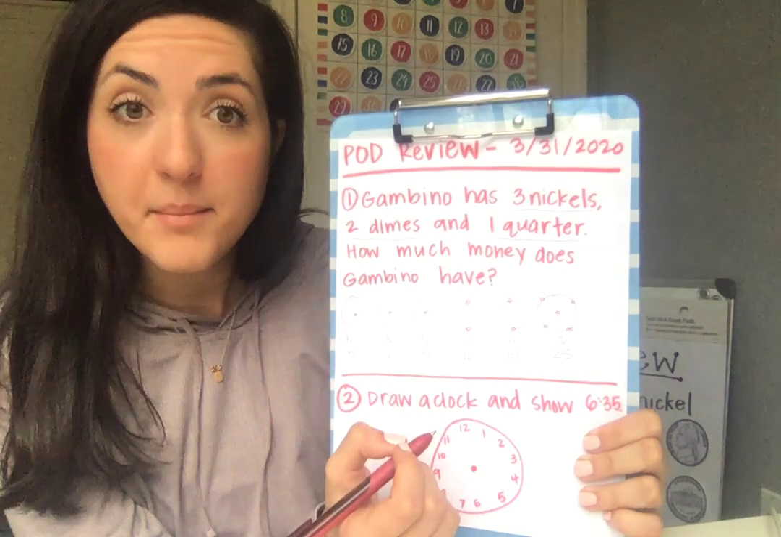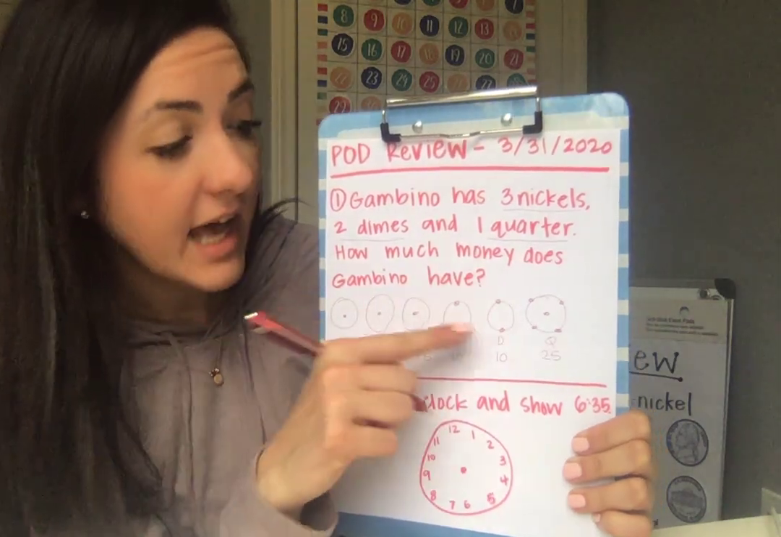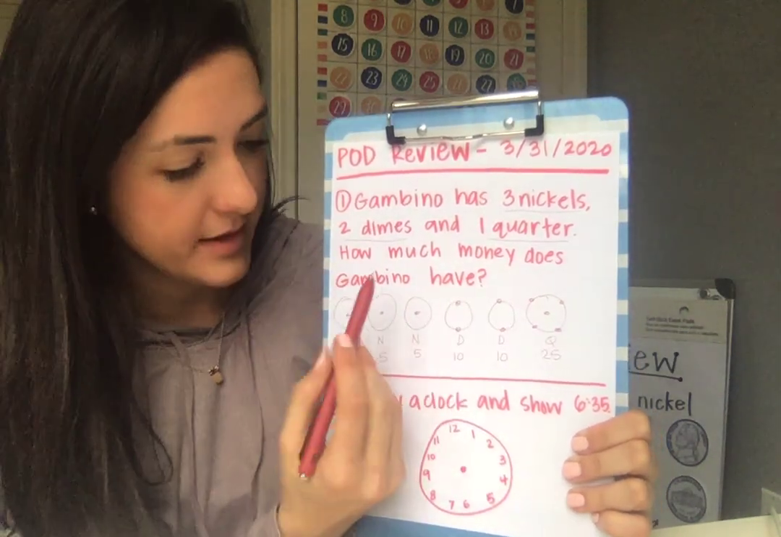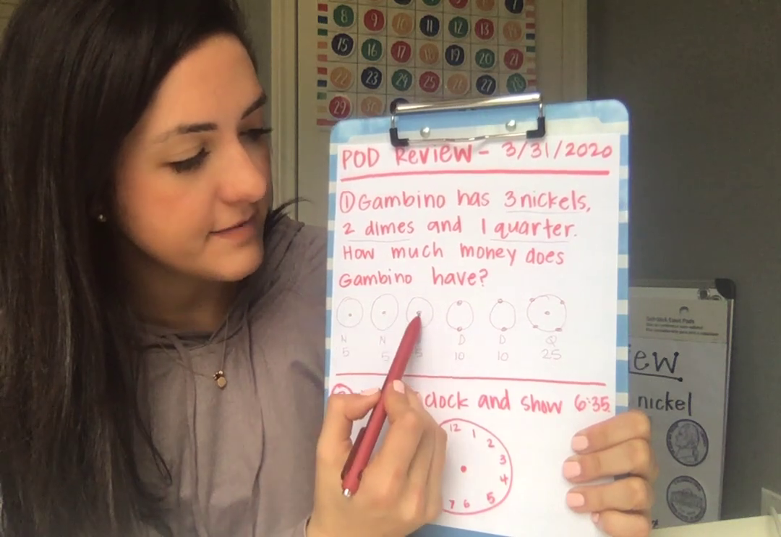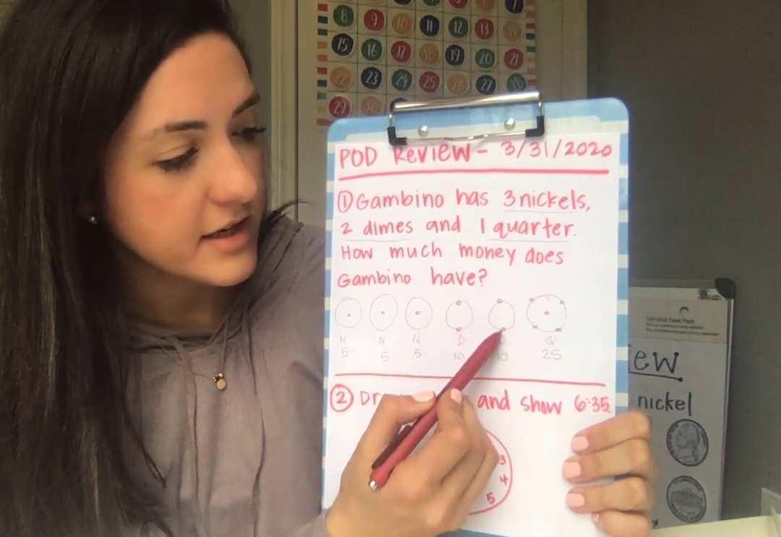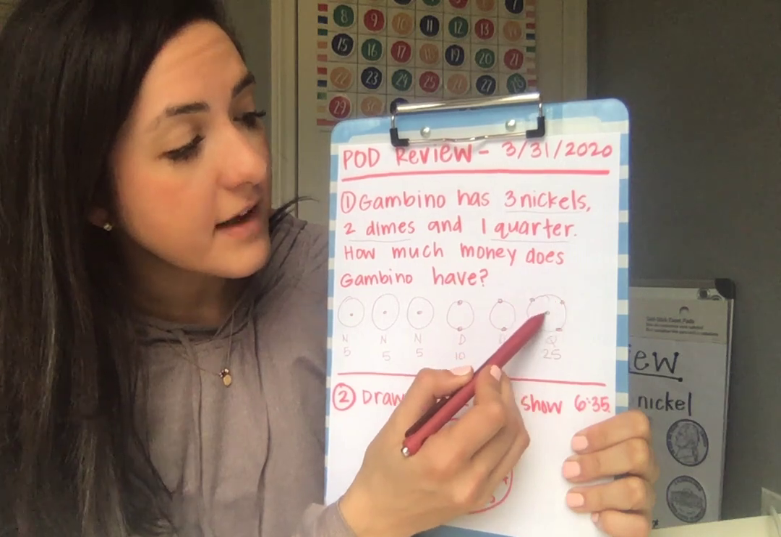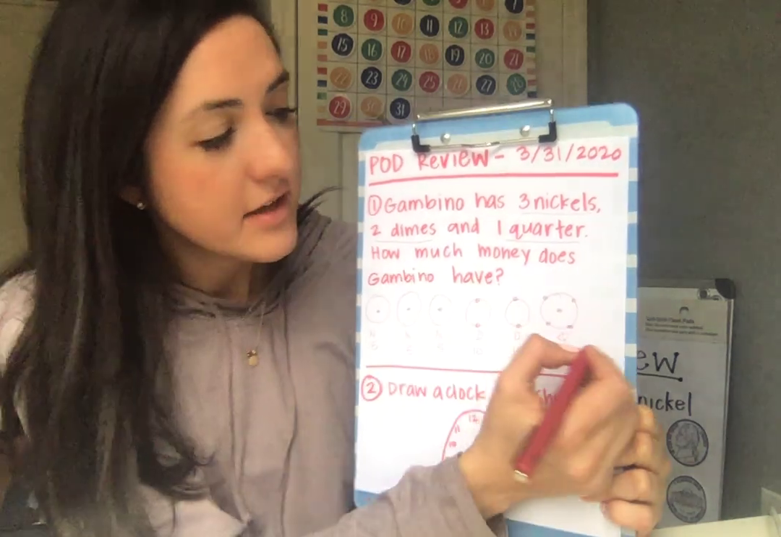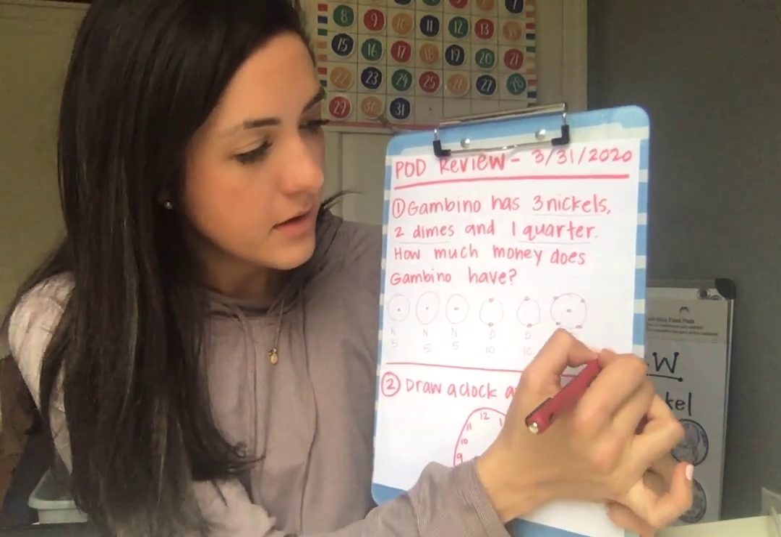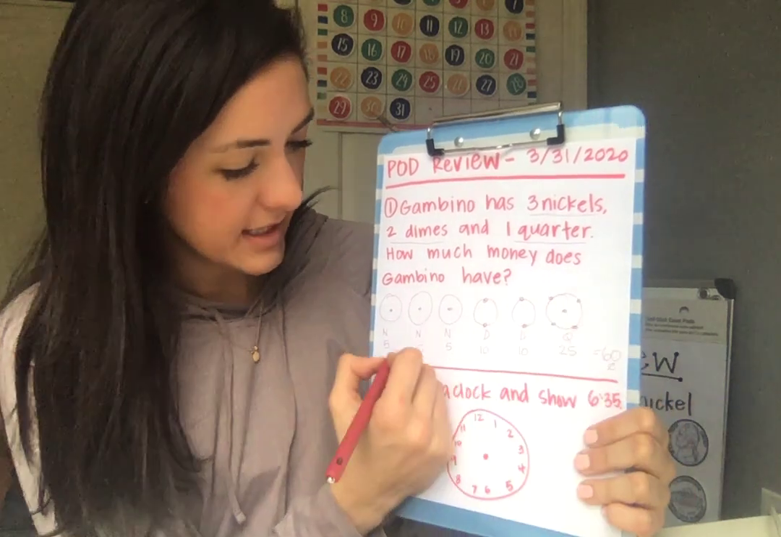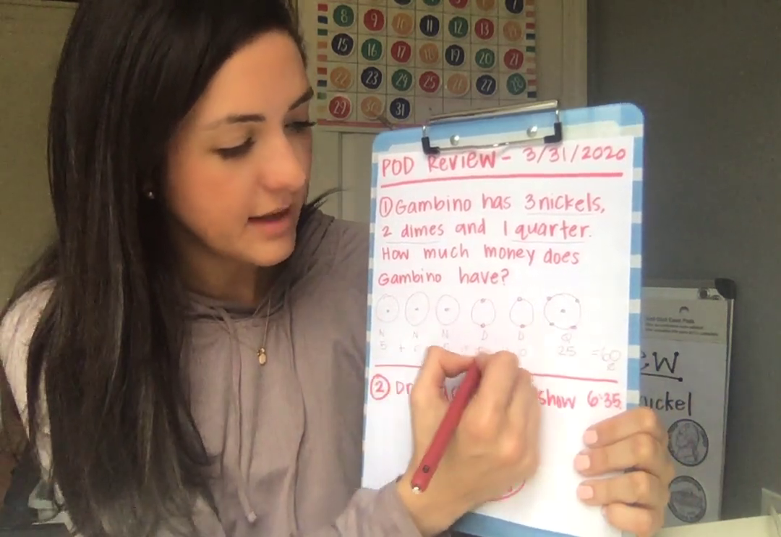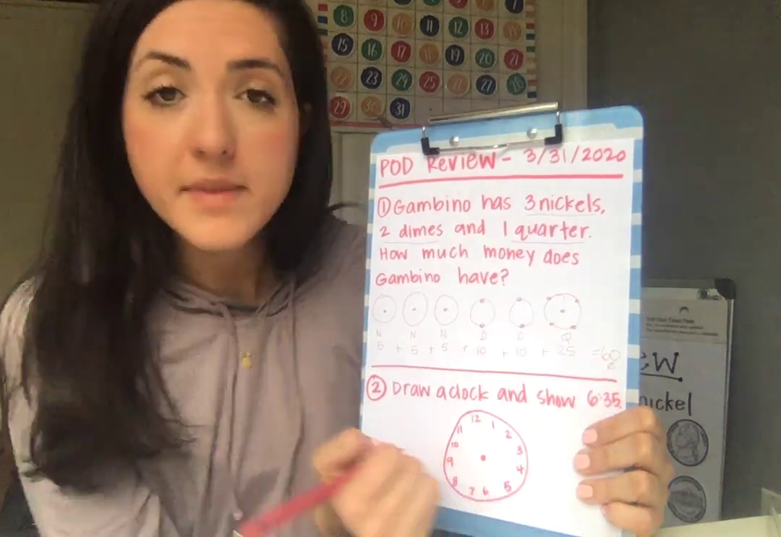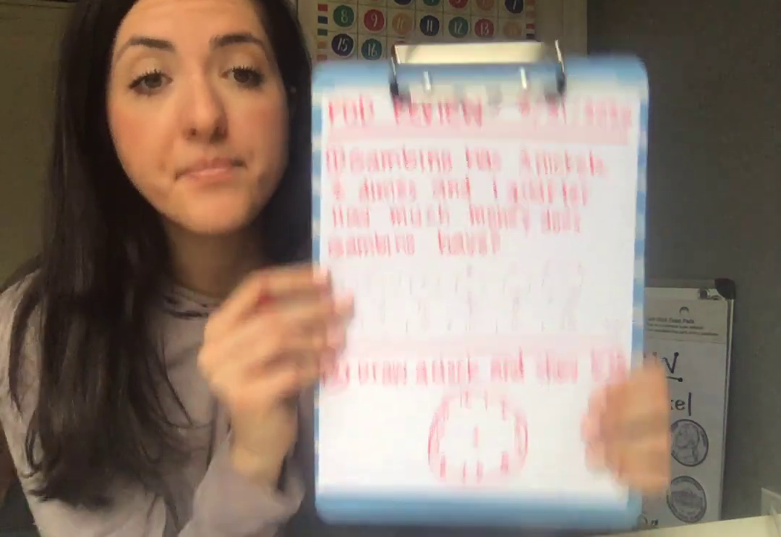Now I'm going to count up my money, and I know that every dot is worth 5. So 5, 10, 15, 20, 25, 30, 35, 40, 45, 50, 55, 60. So he has 60 cents, because if I add all of these up, it equals 60 cents.